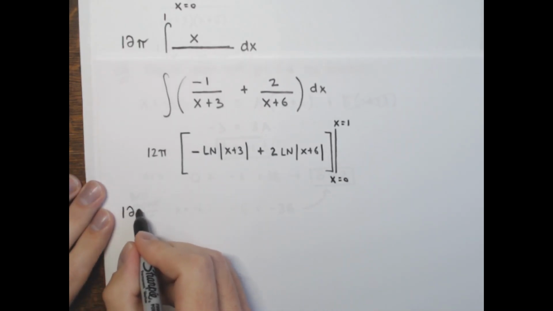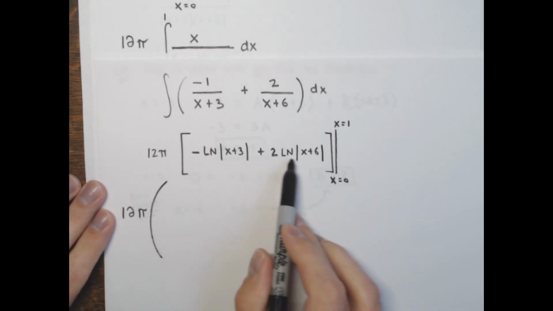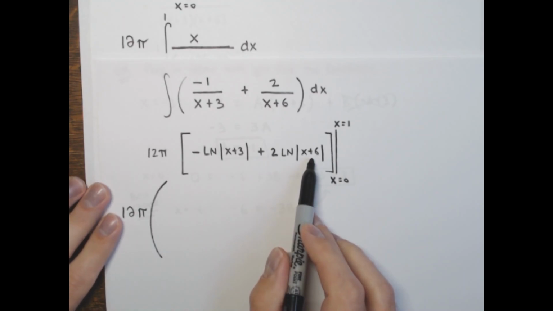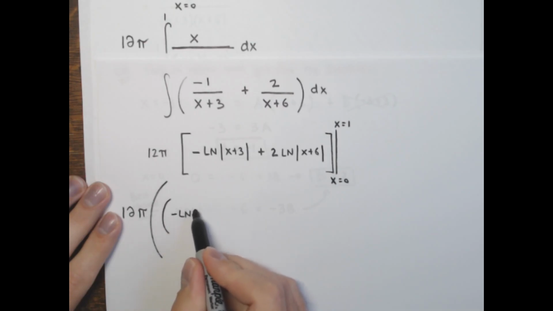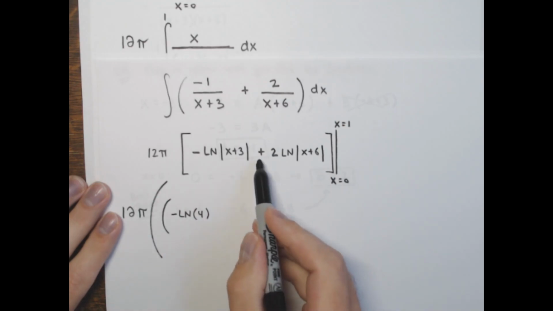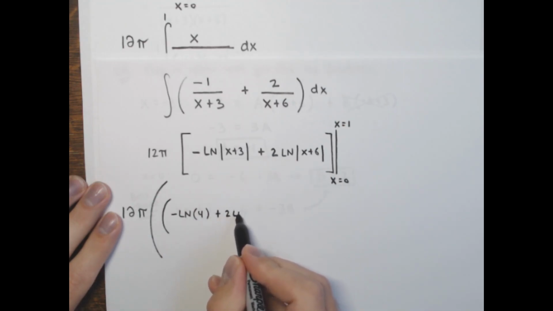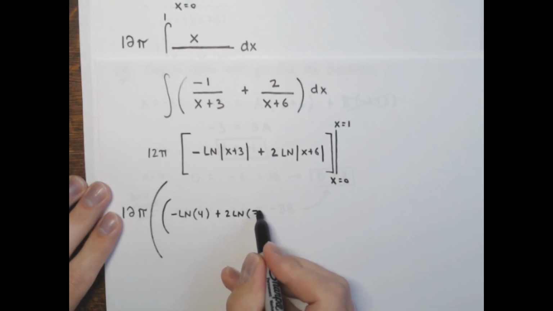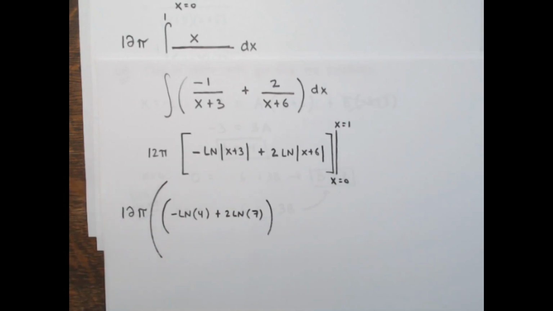So this is 12 pi times, now when I plug in 1, we have negative natural log of 4. I don't need the absolute values on that. That's a positive number. Plus 2 times the natural log of 7. Again, don't need absolute values around that. There's the value of this thing when x equals 1.